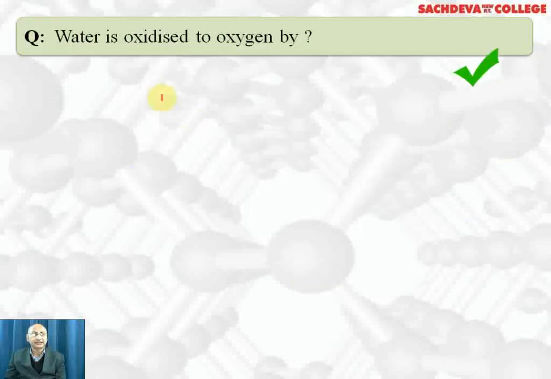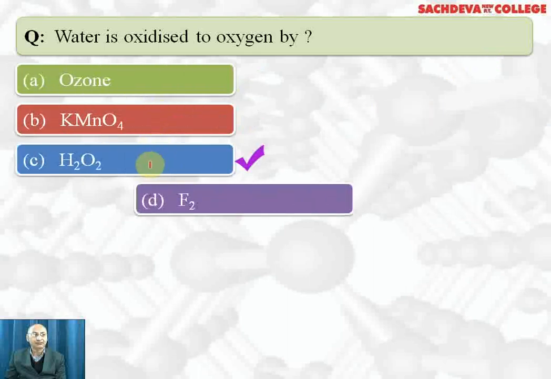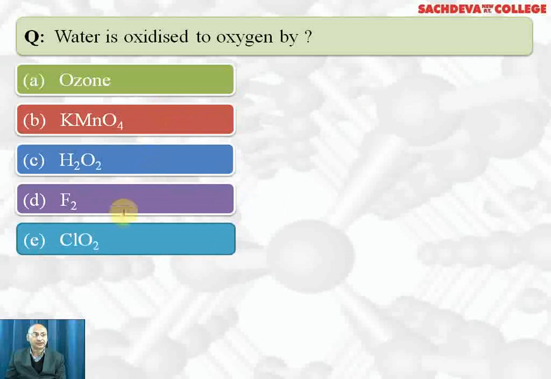Water is oxidized to oxygen by ozone, KMnO4, H2O2, F2 and ClO2. Correct answer is D part. F2 can oxidize water to oxygen because F2 is a better oxidizing agent than oxygen. Rather, it is the best oxidizing agent. Ozone is the second best oxidizing agent and oxygen is the third best oxidizing agent.